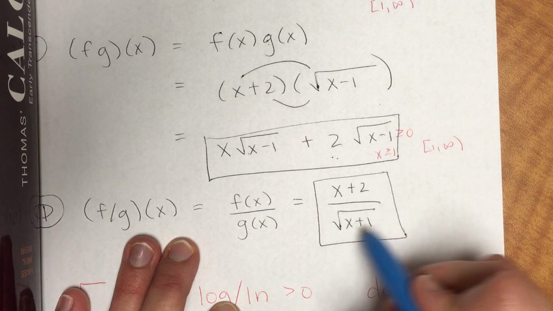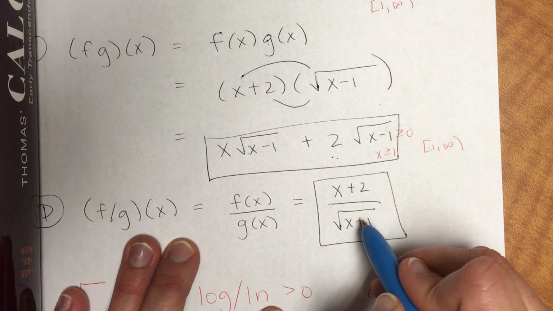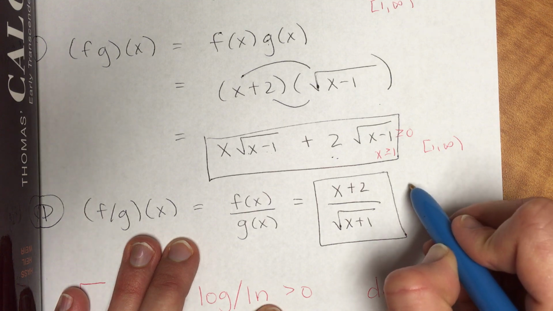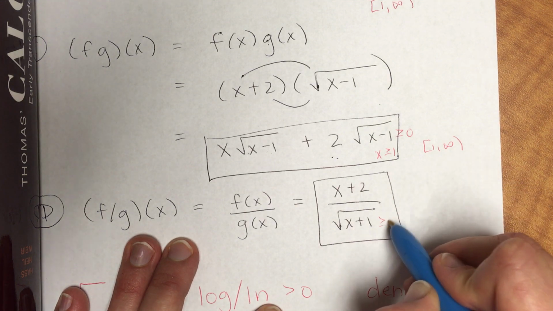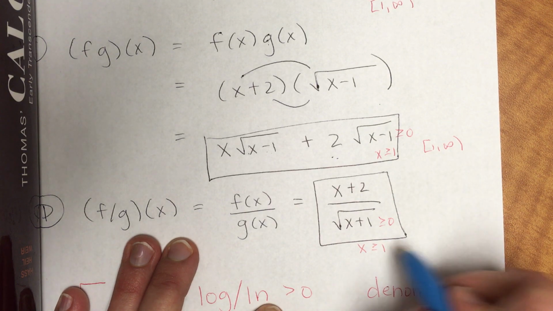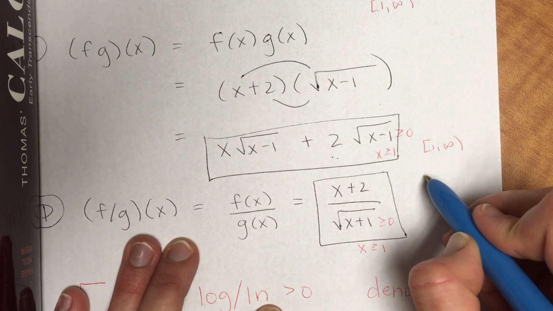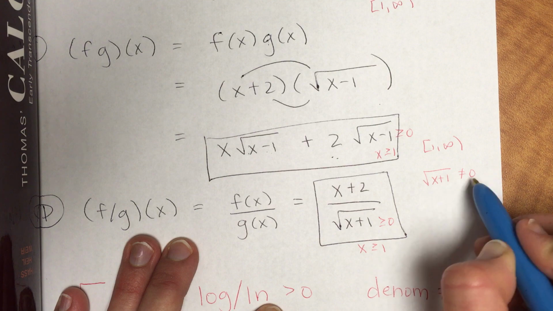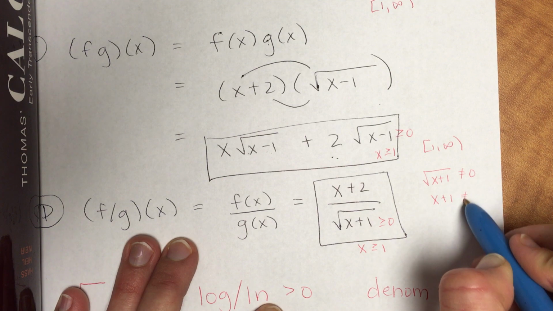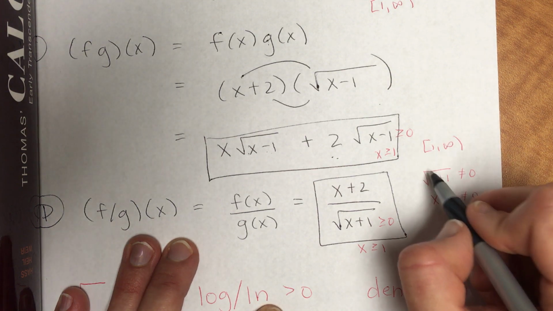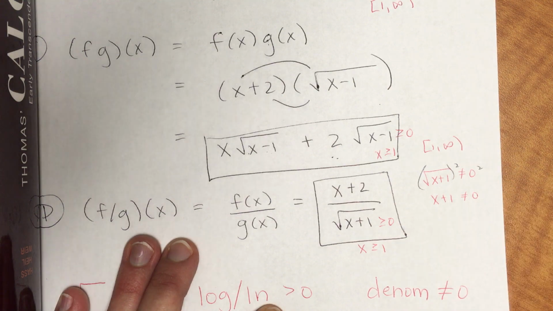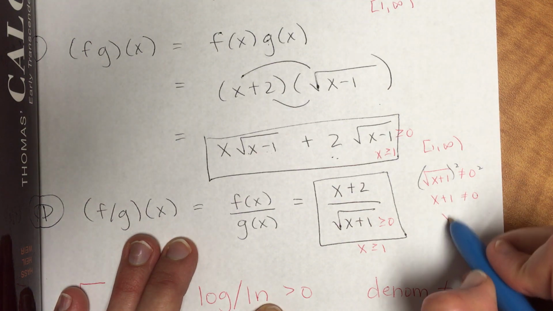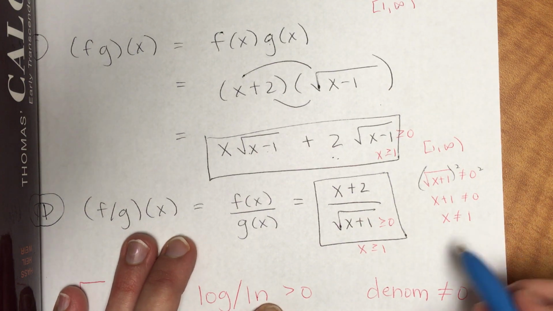And then here, when I'm dividing, I have a denominator and I have a square root. So square root we already figured out. X has to be greater than or equal to 1, but for the denominator, my square root can't equal 0. If I square both sides, 0 squared is still 0. So x can't actually equal 1.